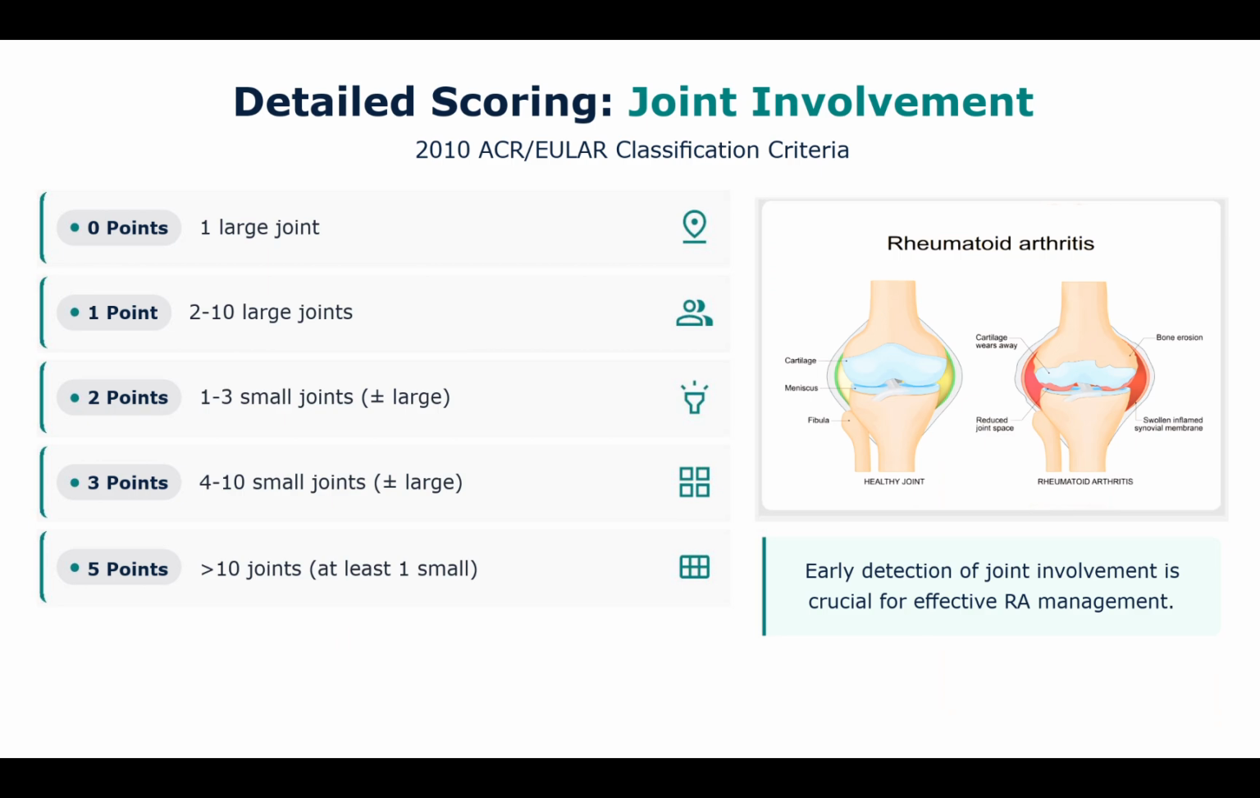Let's start with the joint involvement. This section looks at how many and what kind of joints are affected. Points are given on a sliding scale. You get 0 points for just one large joint, then it goes up to 1 point for 2 to 10 large joints. When we get to smaller joints, it's 2 points for 1 to 3 small joints, 3 points for 4 to 10 small joints, and finally a big 5 points for more than 10 joints as long as at least one of them is a small joint. This emphasis on smaller joints really highlights a classic feature of rheumatoid arthritis.